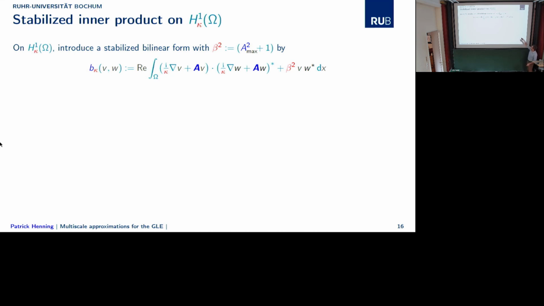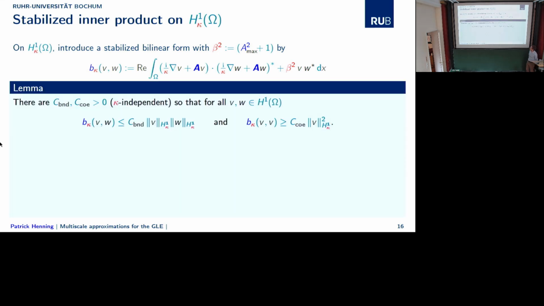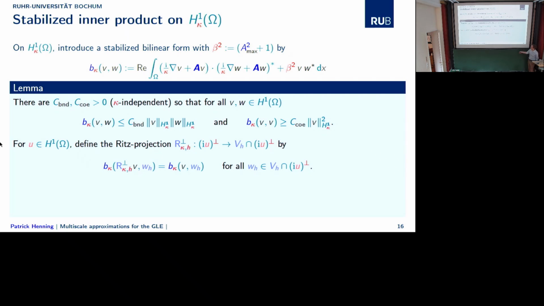So we have to stabilize it with some sufficiently large L2 contribution. And if you do this, you end up with this bilinear form here. And there you can actually prove that this is coercive and continuous with constants independent of kappa. So this is perfect for introducing the Ritz projection, and this is the usual thing. Okay, now everything is done on that orthogonal complement instead of the full space.